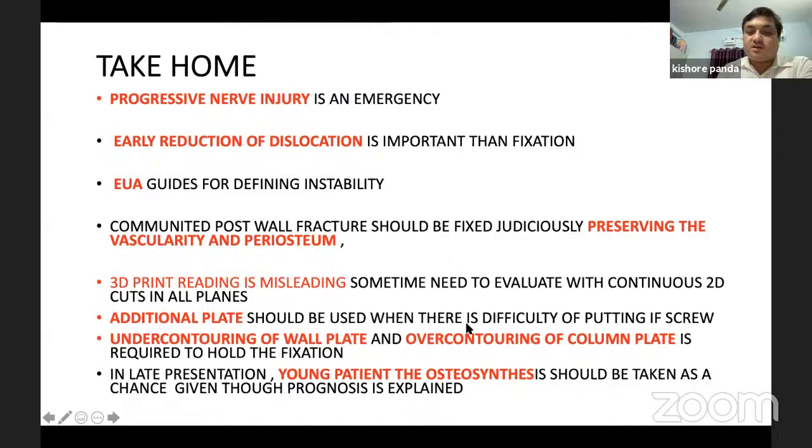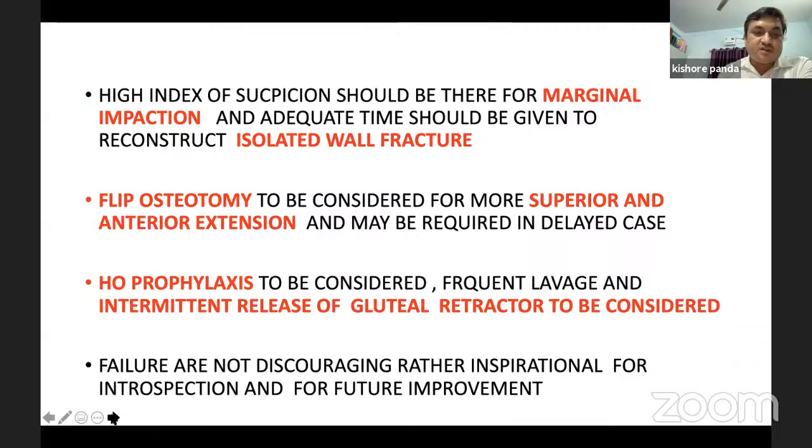Additional plate to be considered when necessary. Under contouring of the wall plate and over contouring of the column plate is required to hold the fixation. In a young patient, I always prefer osteosynthesis because there is a time frame of 5 to 7 years before it becomes frank arthritic. Impaction injury is to be identified and given time.